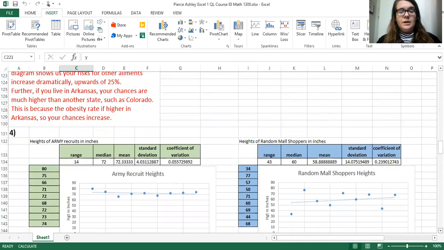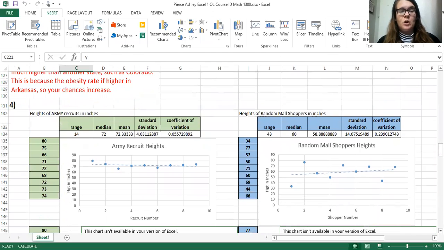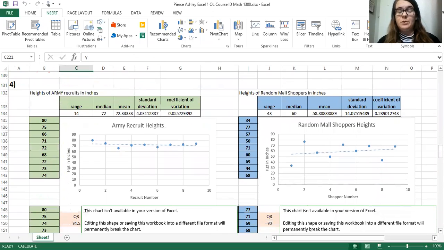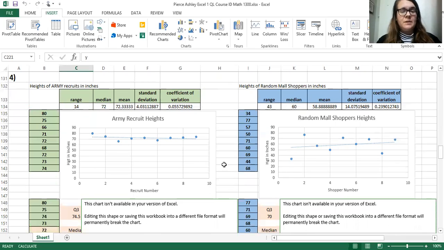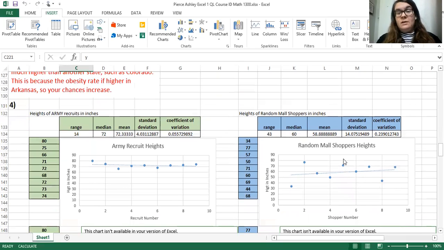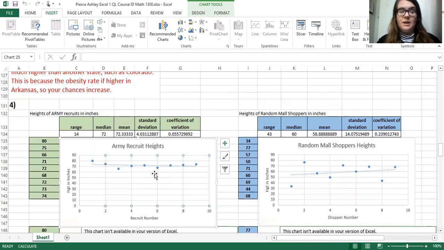So then here we are at number 4, the heights of Army recruits and the heights of random mall shoppers in inches. You can pretty much draw a conclusion there: random mall people are going to be of all heights, all ages, all sorts of demographics, while your Army recruits are probably going to be all about the same, as it shows here on the chart. They're probably going to mostly be men, mostly of the same height, and that's shown here.